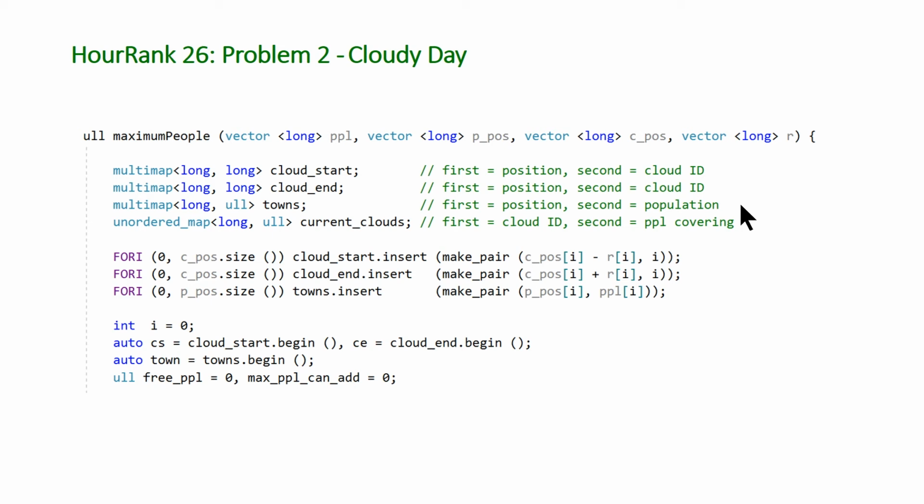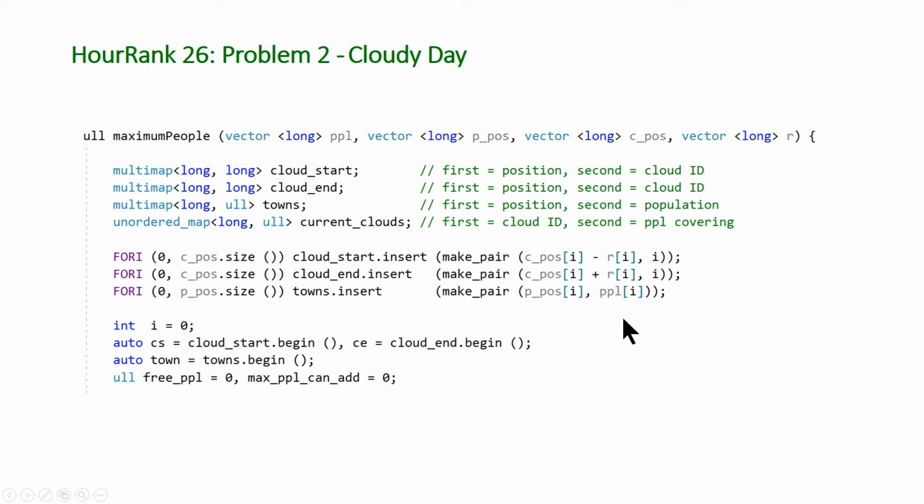There's a few things you can't do with a multi-map that you can do with a map. For instance, bracket operators aren't defined for multi-maps. But the insert function and the find function, they work similarly. So we are going to construct our multi-maps in the next 3 lines by just inserting our make pairs of positions for the cloud start, which is the position minus the range. Cloud end is position plus the range. And we're just using the index of our cloud as the ID. And for our towns, we are just going to be using the position and the population.